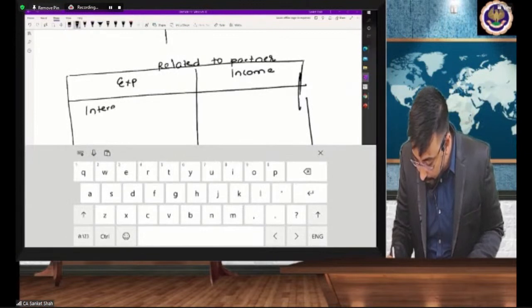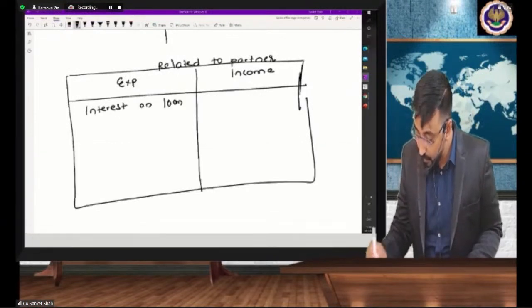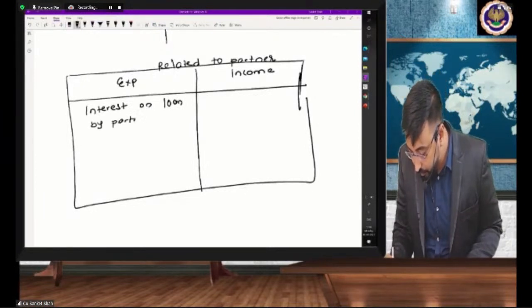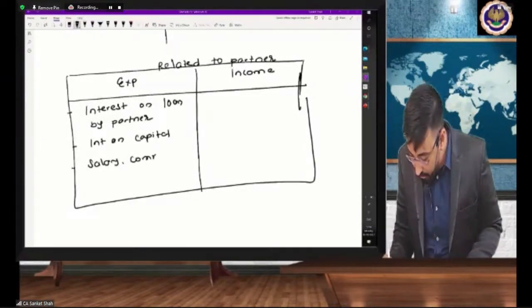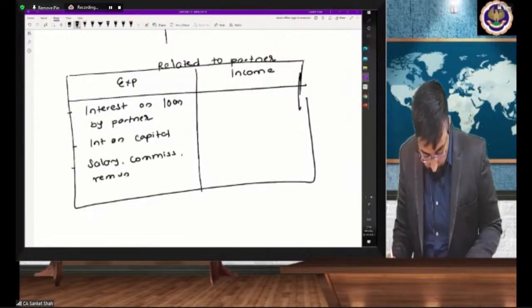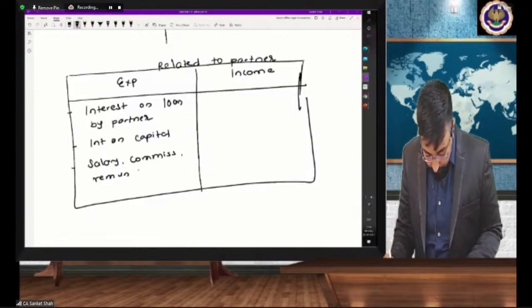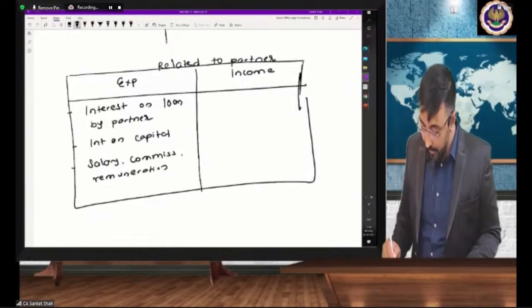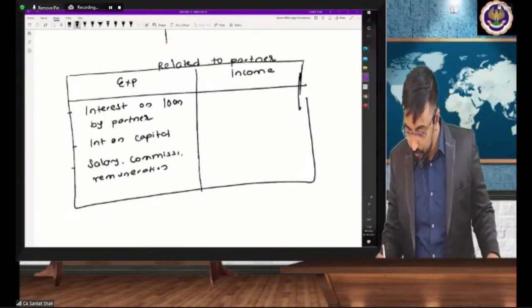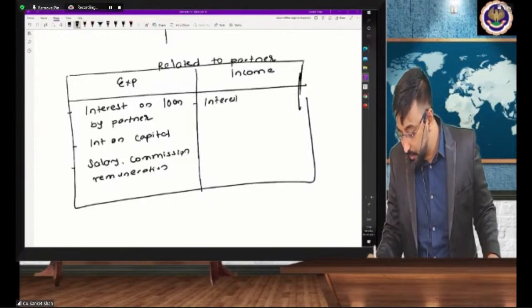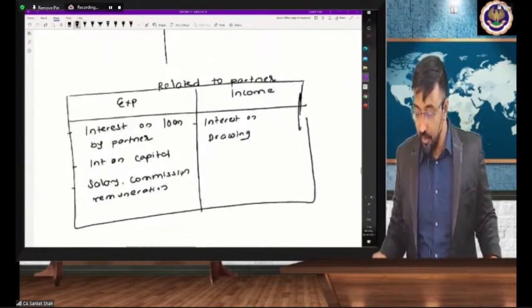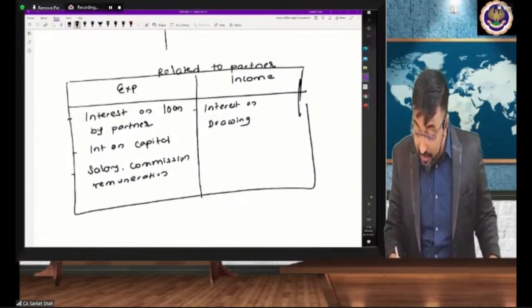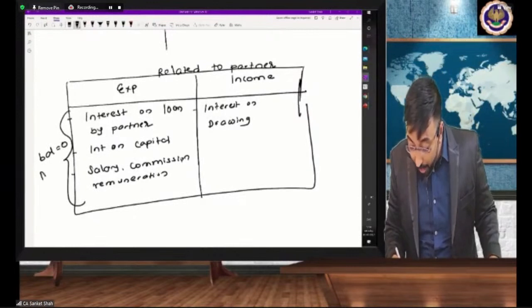Yes, first word: interest on loan, loan by partner. Expense. Interest on capital. Salary. Commission. Remuneration. Yes, trading account is also for nominal accounts. So those are expenses. And interest on drawing is income for the partnership firm. Remember, now you are transferring; you are making these balances zero. These balances become zero after transfer.